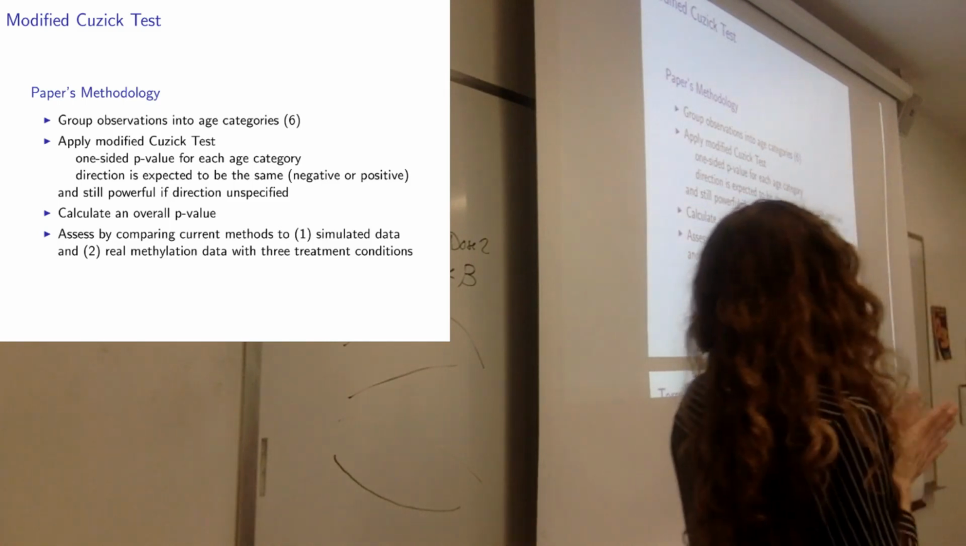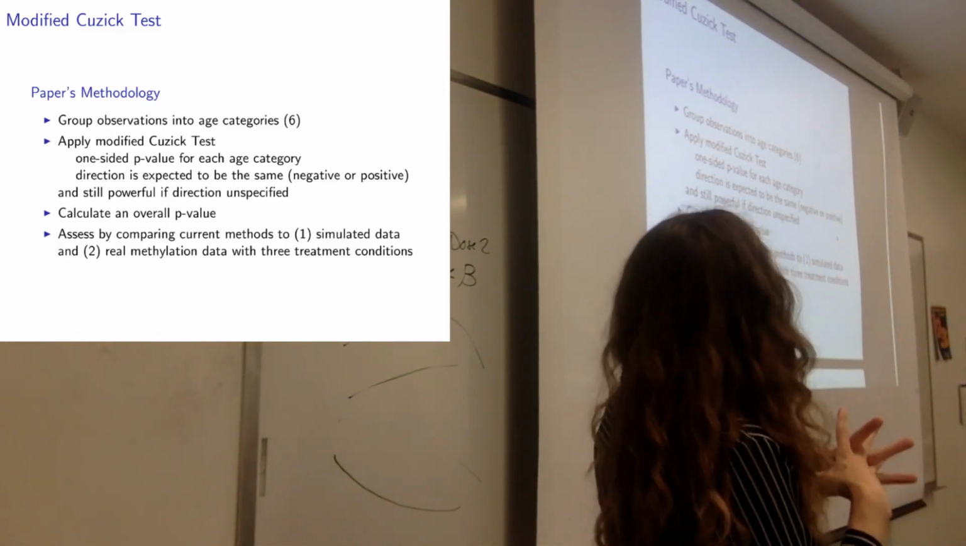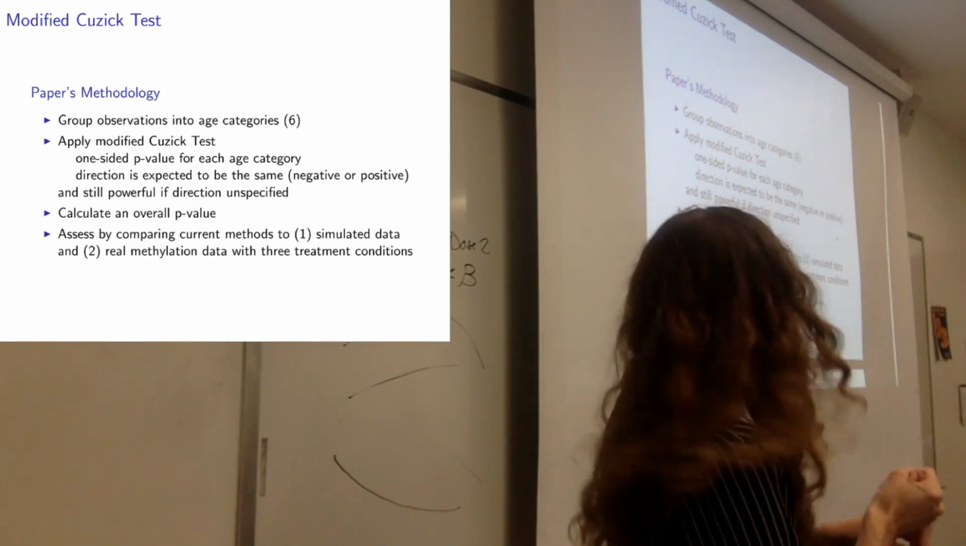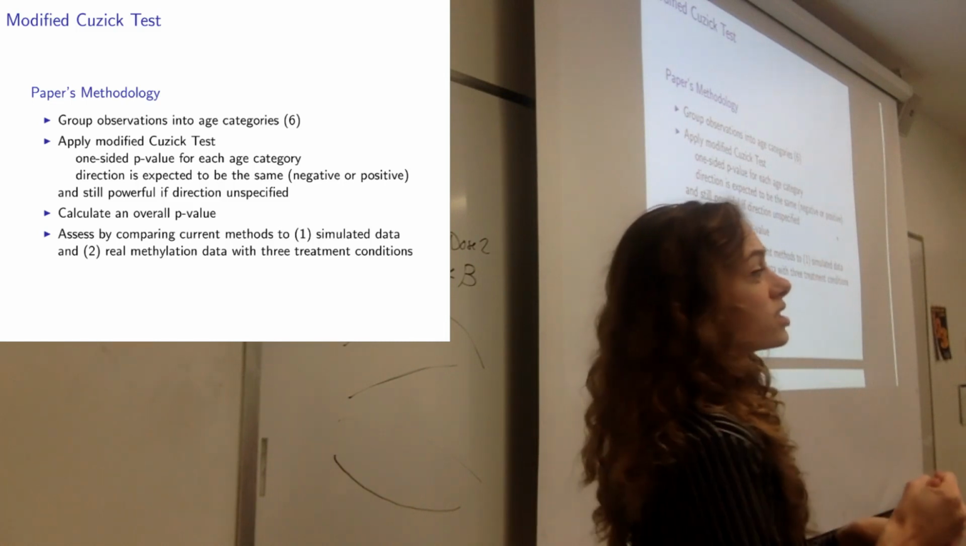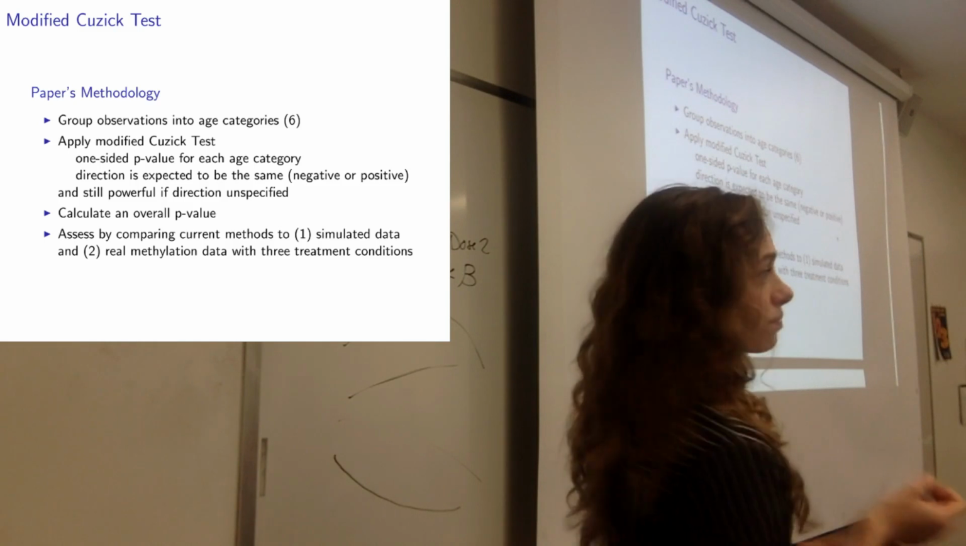And then using this modified test that groups into age, we're going to calculate an overall p-value, and then we're going to compare to current methods using simulated data and then the real methylation data, which we mentioned from the UK ovarian cancer data.